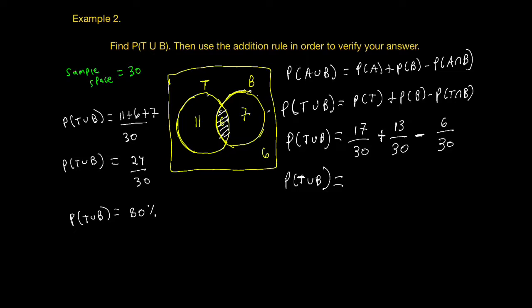So 17 plus 13 is 30 over 30. And then we subtract the 6 over 30. So 30 minus 6, that's going to be 24 over 30. And this basically verifies that we do get 80%. 24 over 30 is 80%.